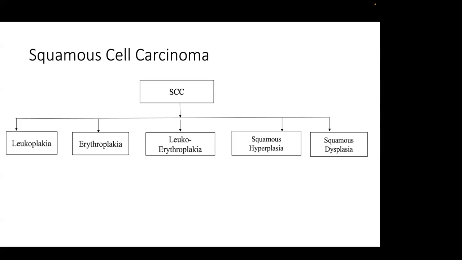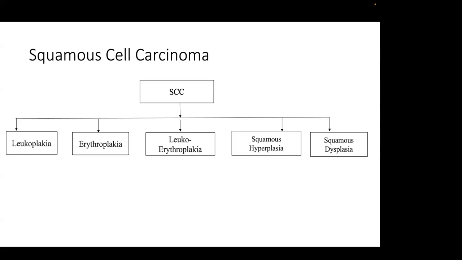Squamous hyperplasia is a reactive phenomenon which is basically thickening of the squamous epithelium, and it will include both acanthosis and expansion of the basal cell layer. And this will result in localized hyperkeratosis, which is classically seen in patients who have a squamous cell carcinoma.